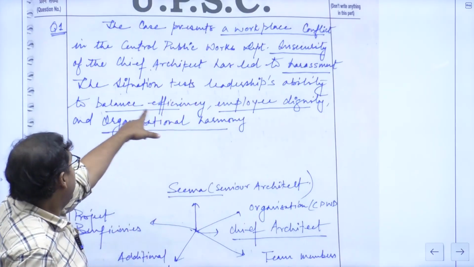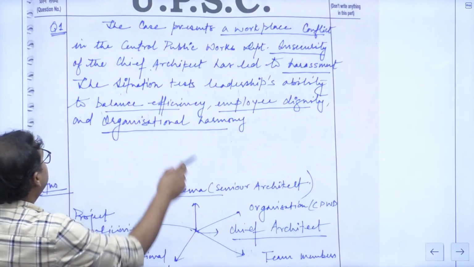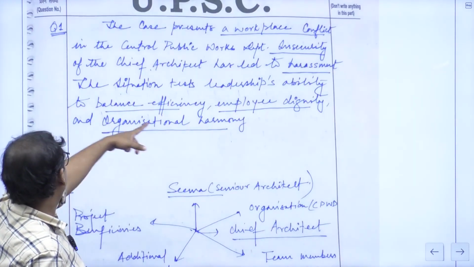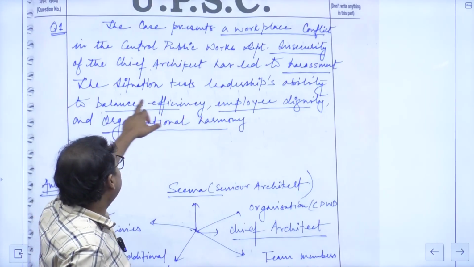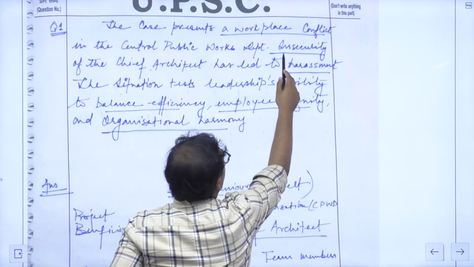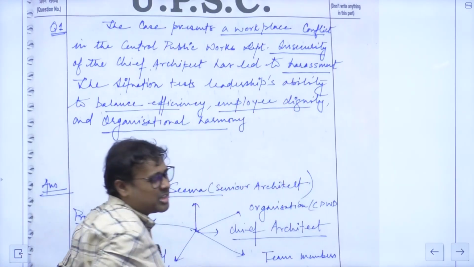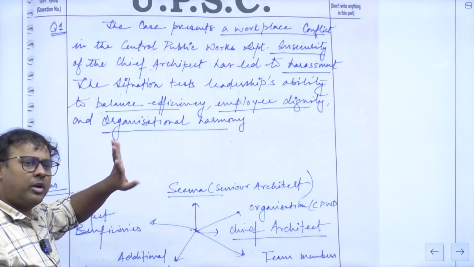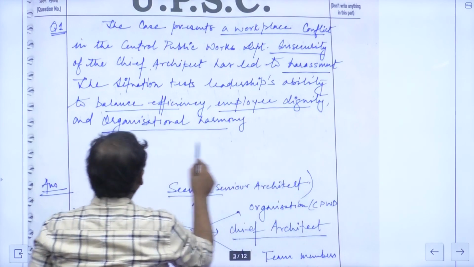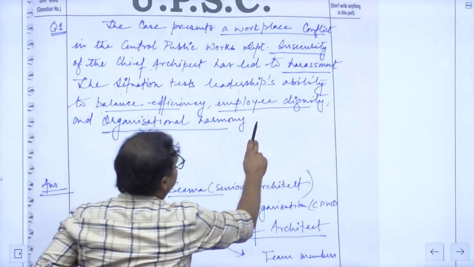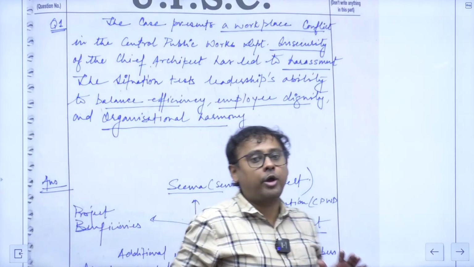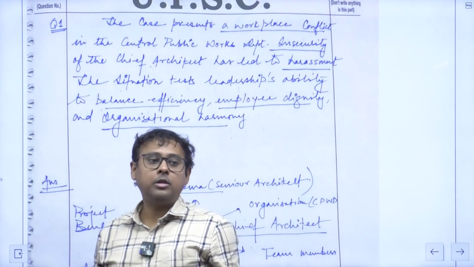We mentioned that. And then we say that insecurity of the chief architect has led to the harassment. If you don't mention this, it's okay, because it reflects the case. But this you have to mention: the situation tests leadership ability to balance efficiency, employee dignity, and organization harmony. In core, you're saying my case will depend on these three things.